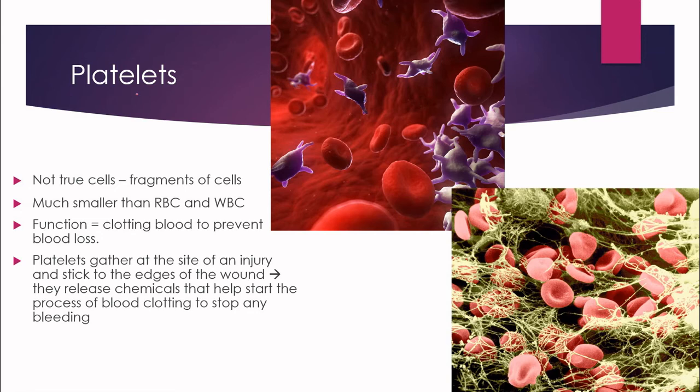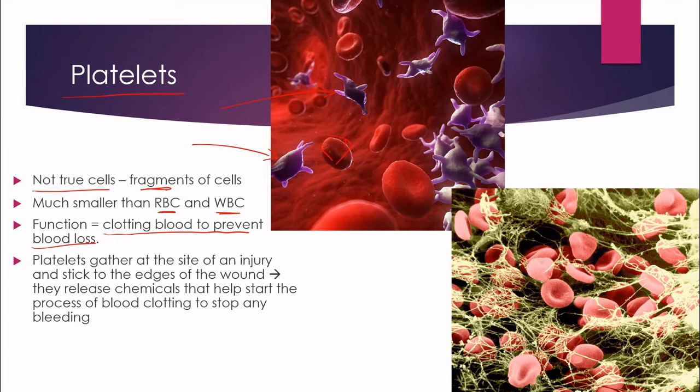The last component of blood we're going to look at are platelets. So platelets are not true cells. They're only fragments of cells. These are the platelets here in this image. You can see them floating along in the bloodstream. You've got some erythrocytes here as well. They're much smaller than the red blood cells and the white blood cells, and their function is blood clotting to prevent blood loss.